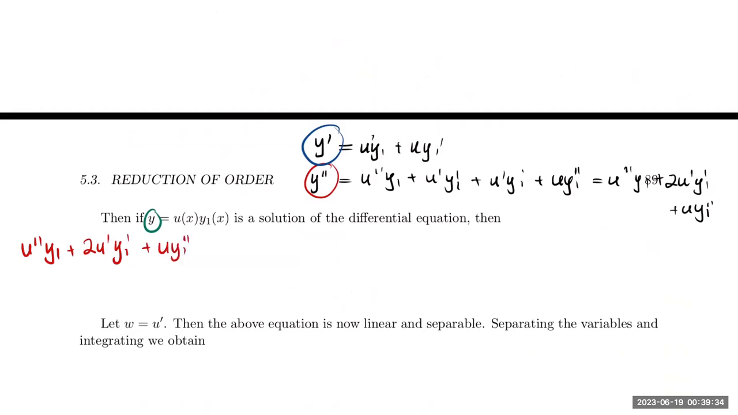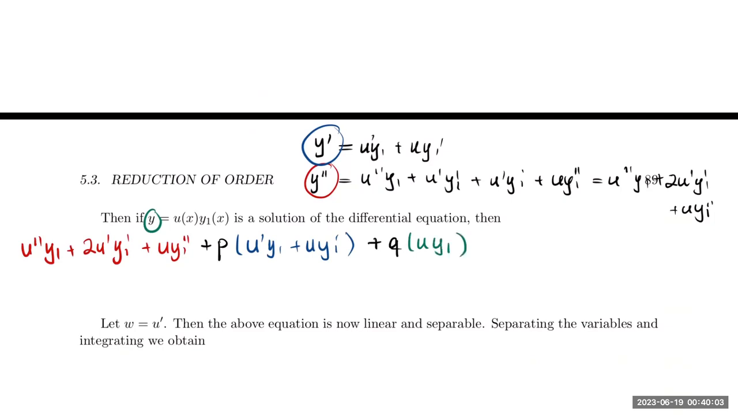Okay, and then if we have the p out here, so we have the plus p next, and we would have the blue solution next. So this one would be u prime y1 plus uy1 prime. So that's for the p. And as for the q one, we multiply q by uy1. So this would be uy1.